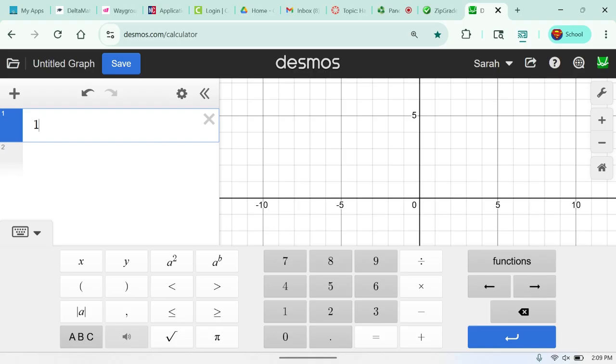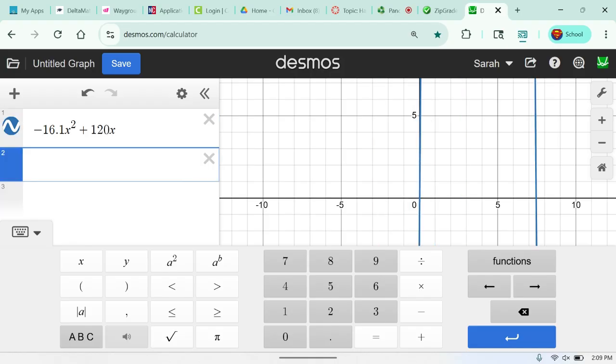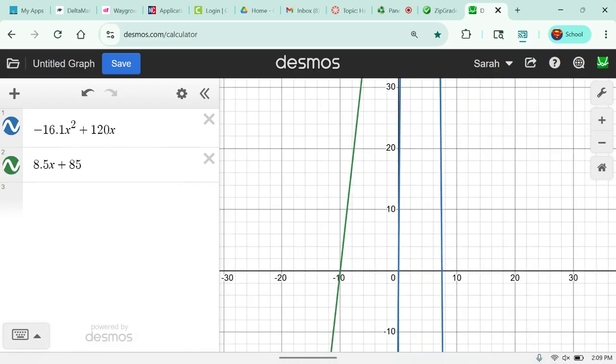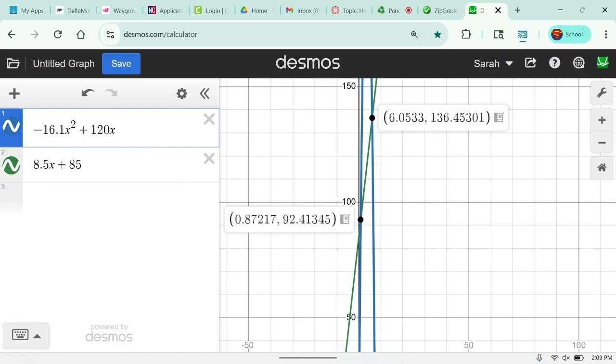So I have negative 16.1 x squared plus, what was it, 120 what? It doesn't matter. And then the other one was 8.5x plus 85. So you might have to zoom out a little bit, or a lot. So they intersect here and here. They're not going to be perfect. This is why I said we didn't want to solve by hand, because it's not pretty.